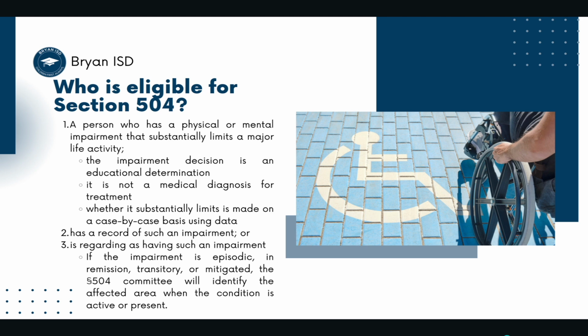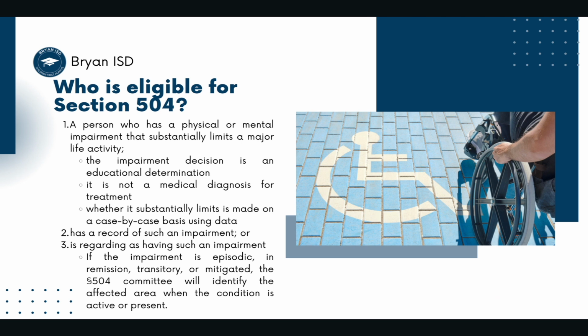People who are eligible for 504 have a physical or mental impairment that substantially limits a major life activity. The impairment decision is an educational determination, and it is not a medical diagnosis for treatment. The question about whether a person's physical or mental impairment substantially limits a major life activity is made on a case-by-case basis by the 504 committee using data.